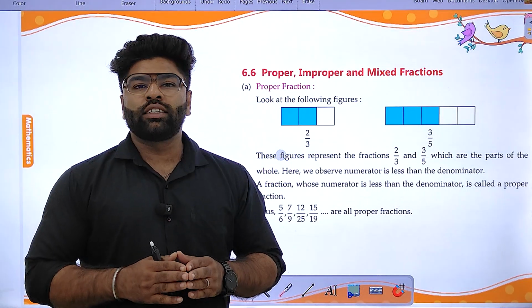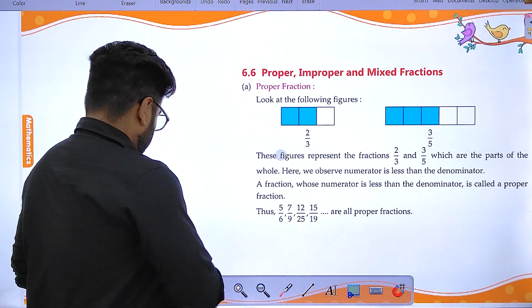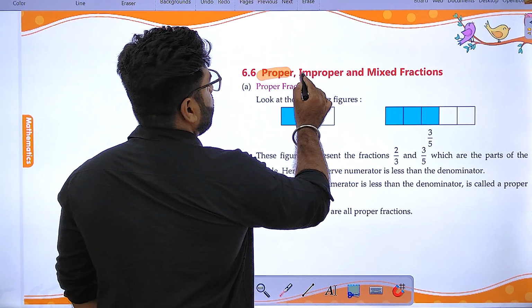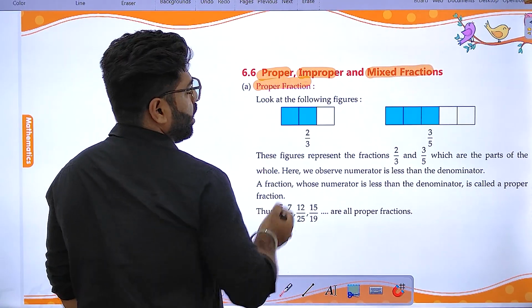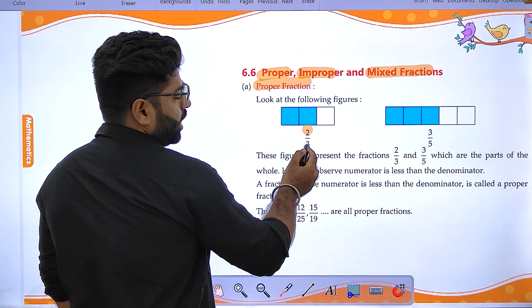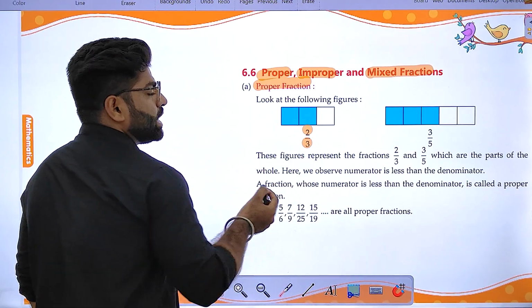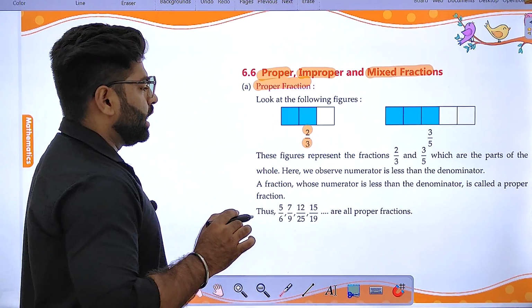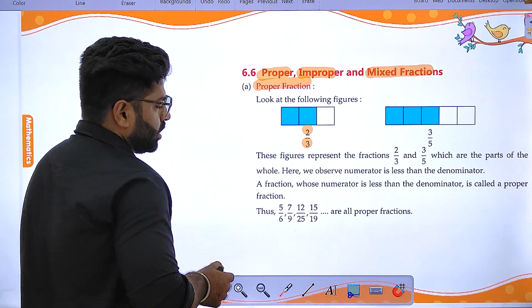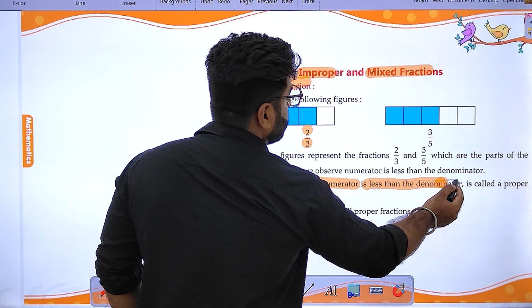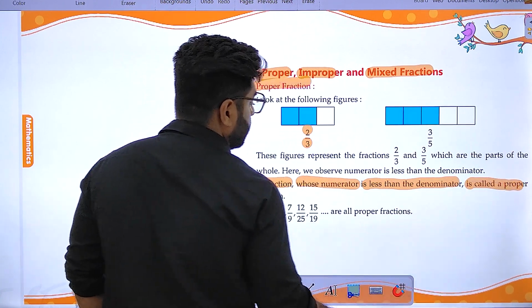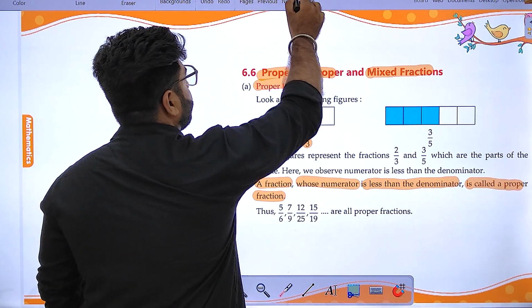Okay students, let's start our new topic, that is proper, improper and mixed fractions. In a proper fraction, we have a numerator and denominator, and the value of the numerator is less than its denominator. So a fraction whose numerator is less than the denominator is called a proper fraction.